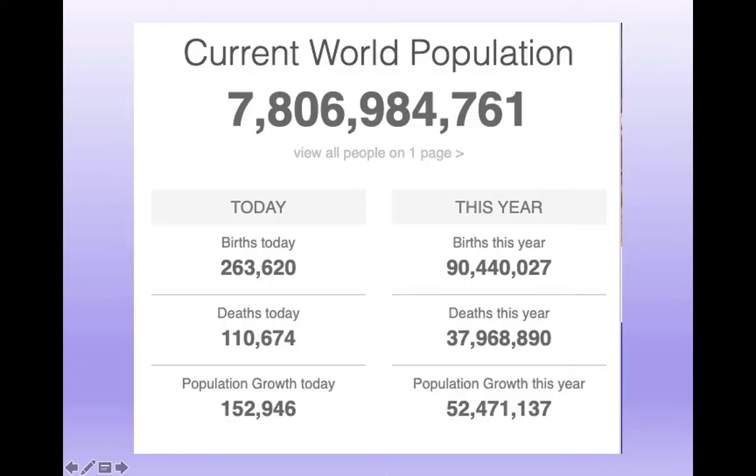And here we can see the very sobering and way too large number of 7,806,984,761. Today there were about 263,000 births, about 110,000 deaths. That means that we had a population growth of 152,000 just today, 90 million births this year, 37 million deaths, with an overall population growth of 52 million. Very large, very concerning numbers.